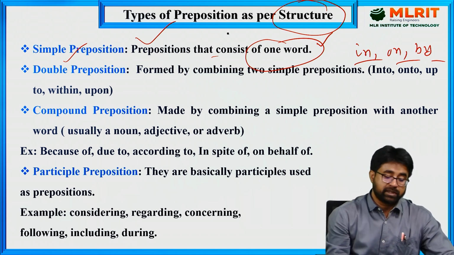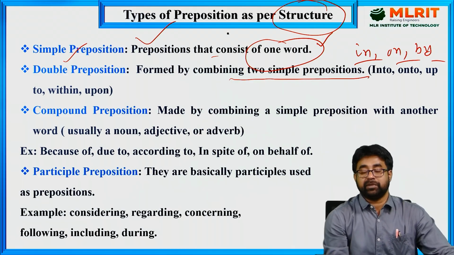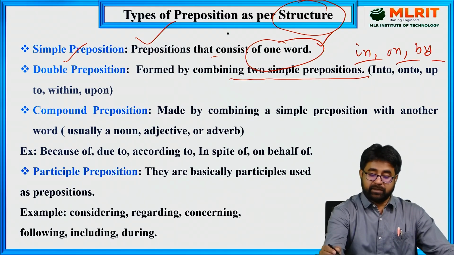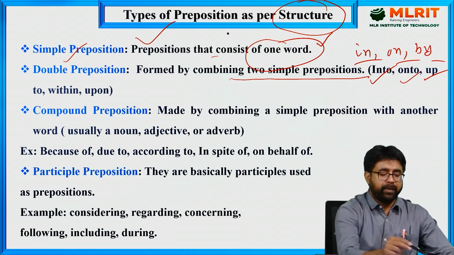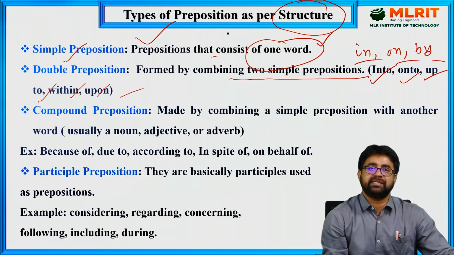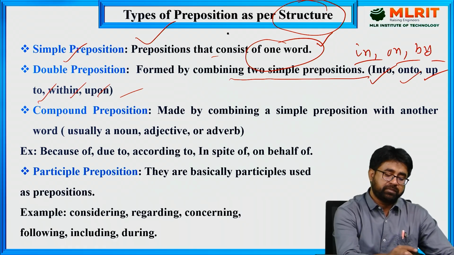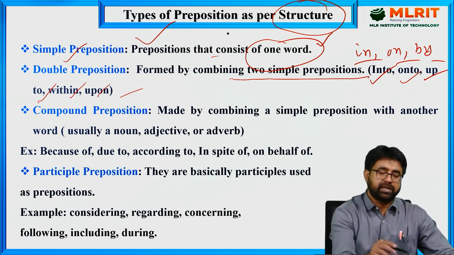Now double preposition is what? Double preposition is formed by combining two simple prepositions. So when two simple prepositions come together, we get a double preposition. What are the examples, if you remember? Into, onto, up to, within, upon. Now in most of these cases, this double preposition is actually used to indicate what? To indicate a kind of movement. So most of these double prepositions, you can find, will serve as prepositions of movement.